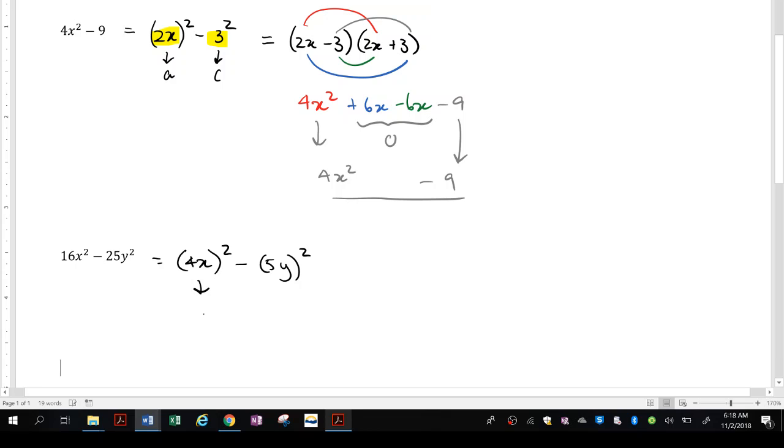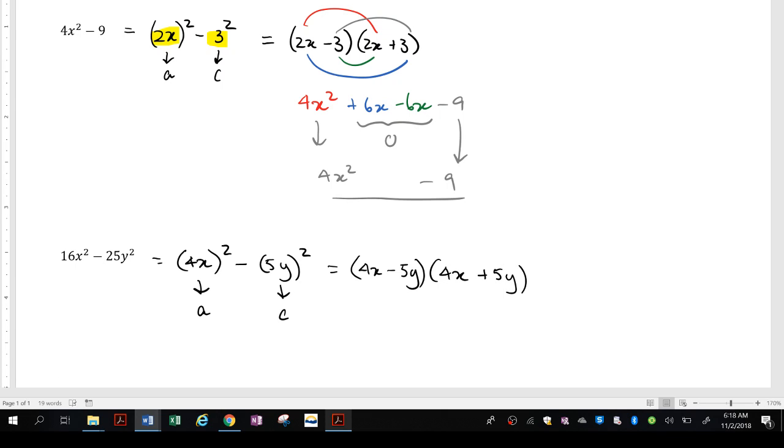And this is our value for a, and this is our value for c. Now we can write this out in factored form as 4x minus 5y and 4x plus 5y. And again, let's FOIL just to see what's going on here.